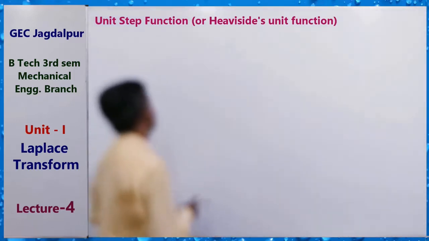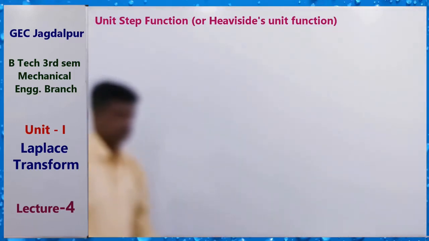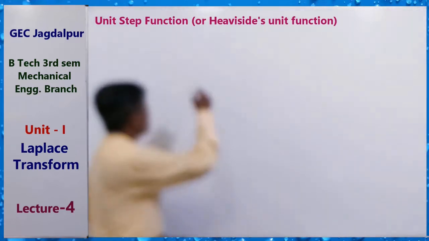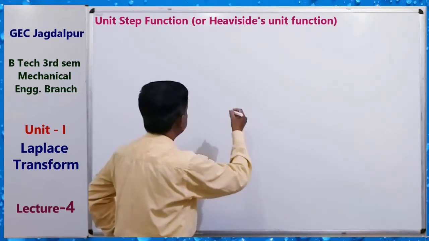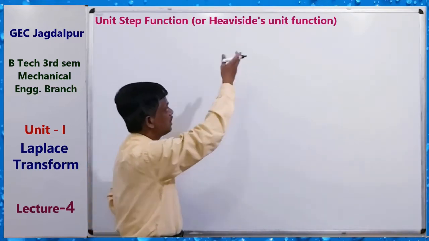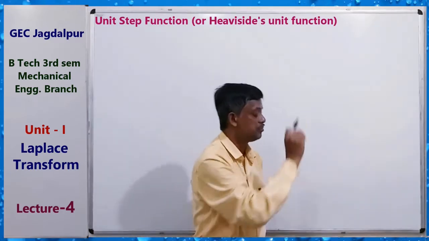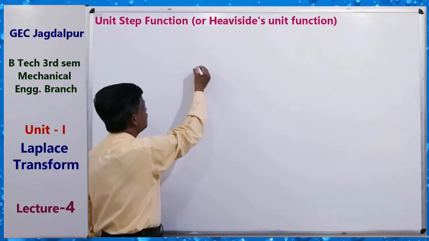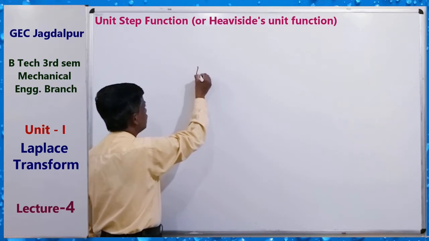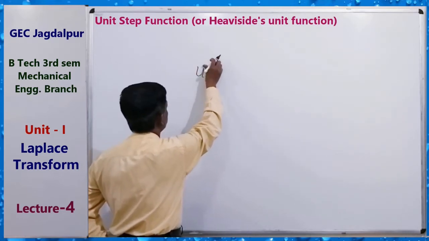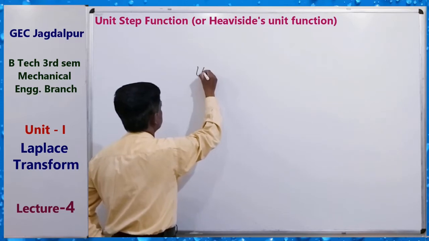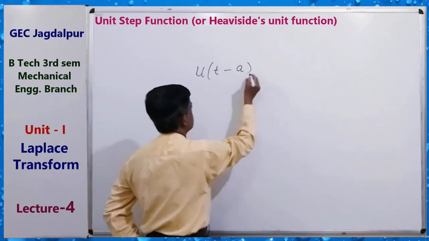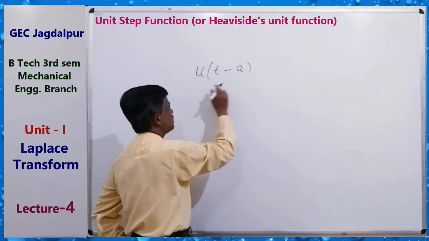So that's why you need to know about unit step functions. Unit step functions are also called Heaviside's functions, Heaviside's unit function. The unit step function is denoted by u(t minus a) is equal to, denoted by this.